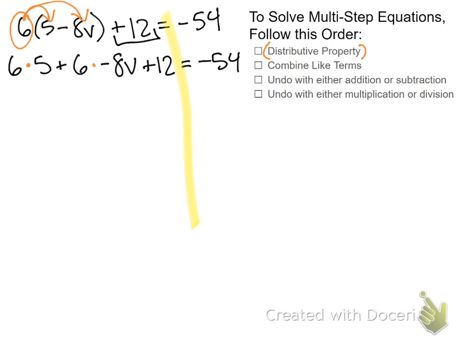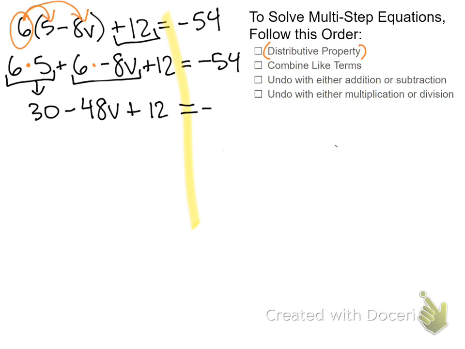So now I'm going to go through and clean this up a little bit. 6 times 5 is 30. 6 times negative 8v is negative 48v plus 12 equals negative 54. And the 12 came from here. So now I'm done with my distributive property step. I'm going to check that off my list, and I'm going to move on to combining like terms.